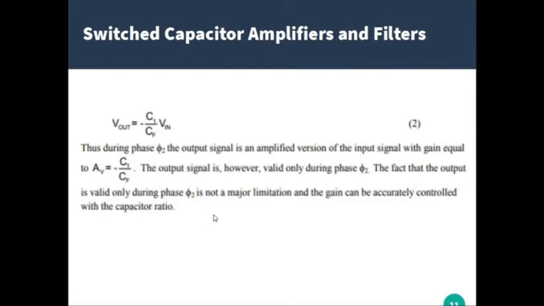In other words, during phi sub 1, whatever the output voltage is, it is not counted. It's not valid. The only output voltage that will be recorded will be the output voltage during the phi sub 2 period.